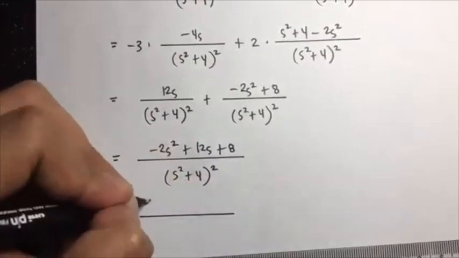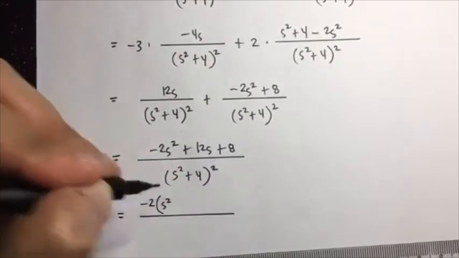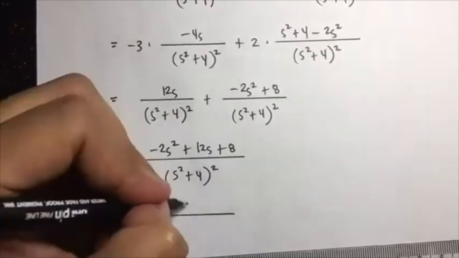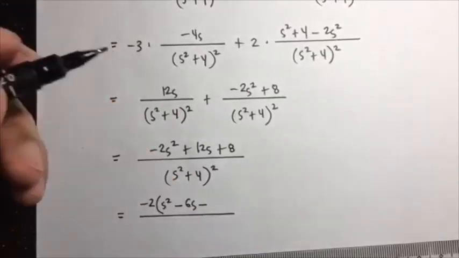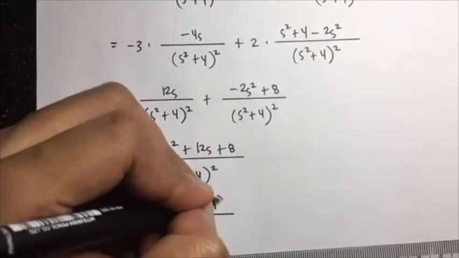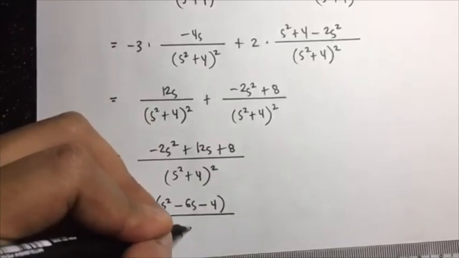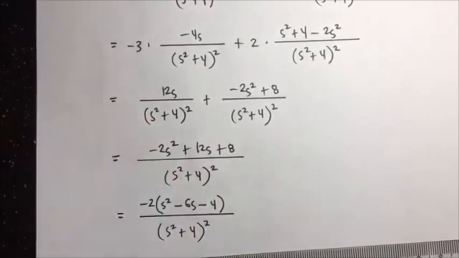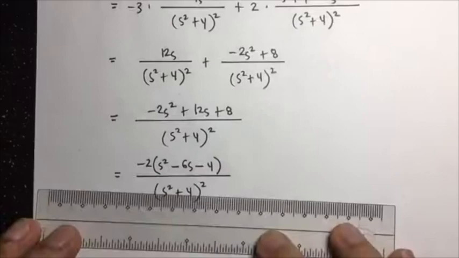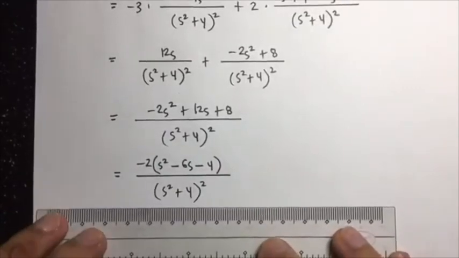So negative 2 times s squared minus 6s minus 4, over s squared plus 4 squared. So that is now the Laplace transform.